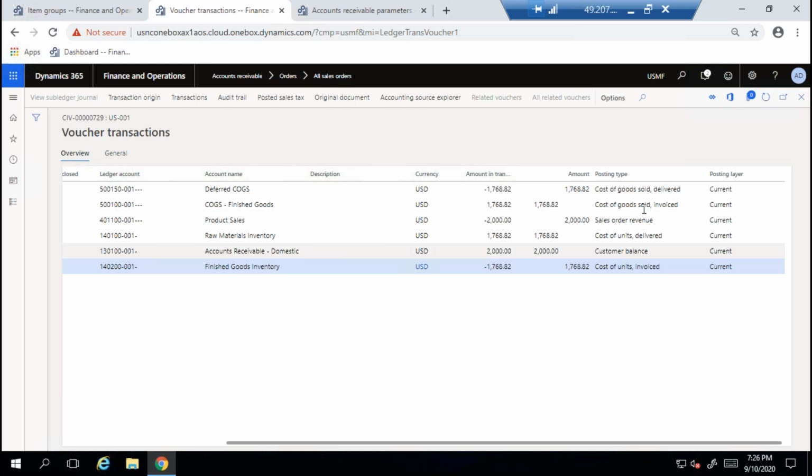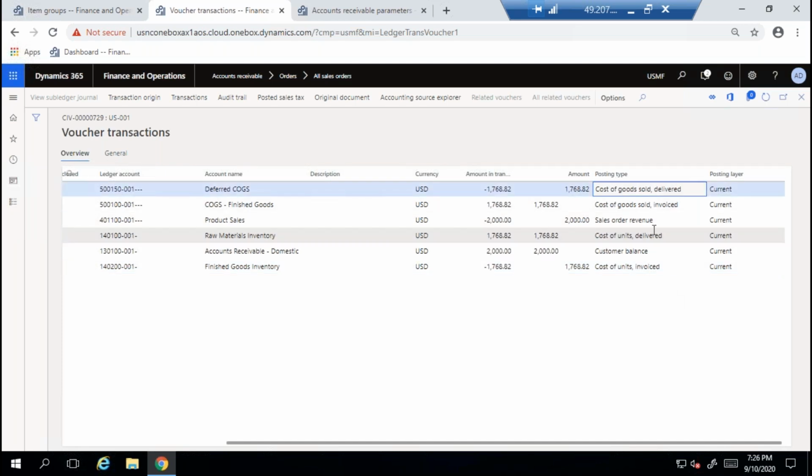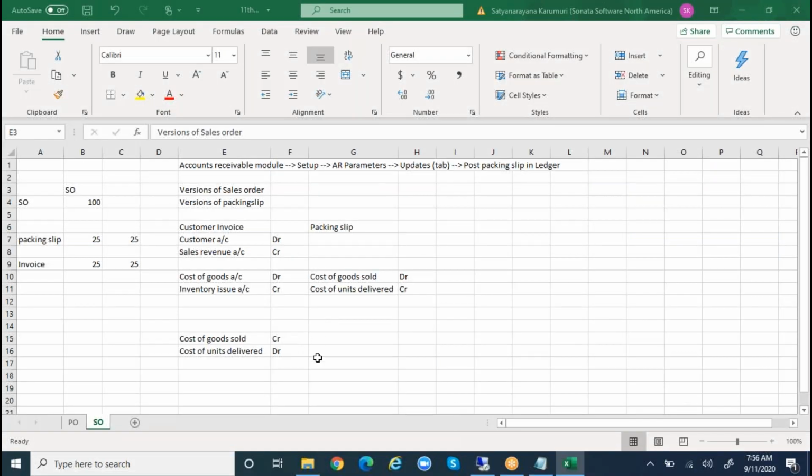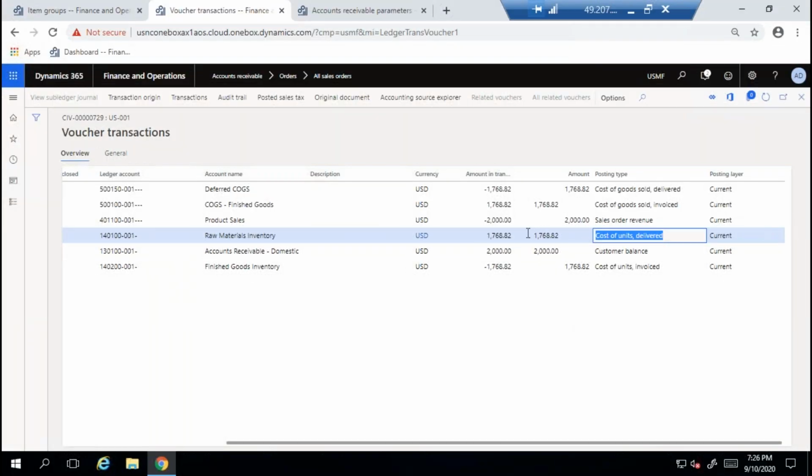So now it looks like many ledger accounts. Don't get confused, it's very simple. Delivered is the packing slip. So cost of goods sold here, and cost of units is here. It is reversed. Look at this one. Cost of units is debited now, and cost of goods sold is credited.